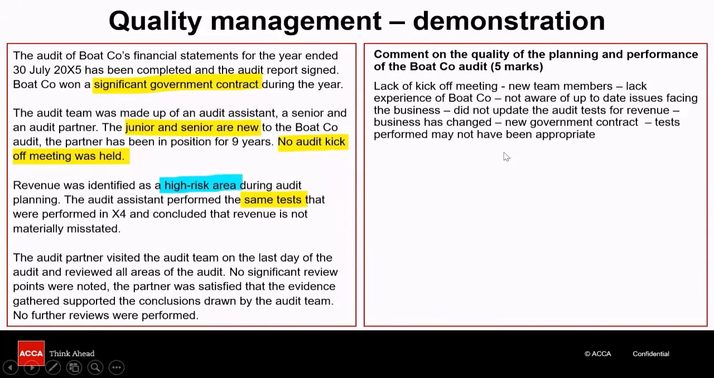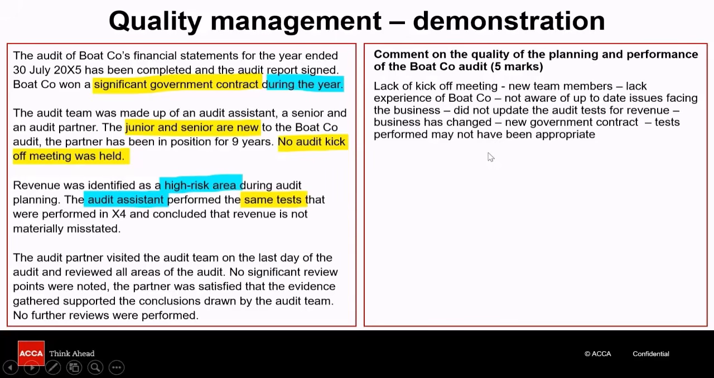Right, next up, let's talk about revenue being a high risk area. So revenue was identified as high risk, but the work was done by the most junior auditor who might not have had the skills and experience to do the work.